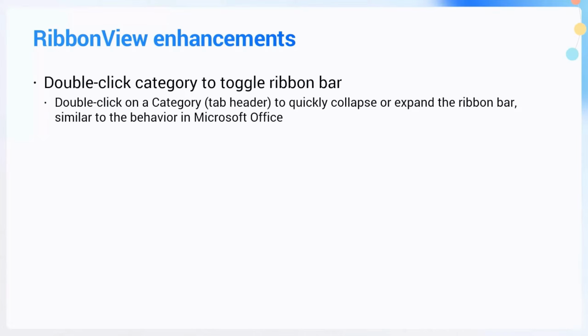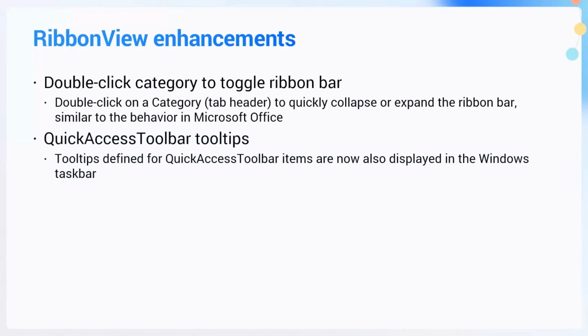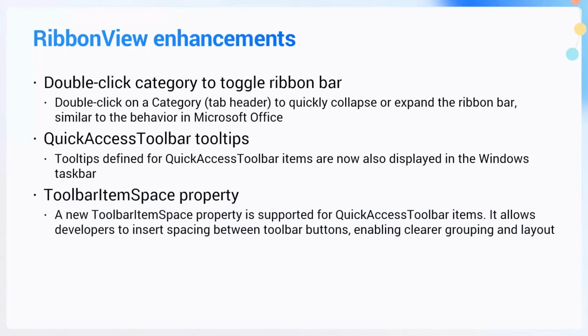RibbonView, there's a new option to double-click on a category tab header, and that will quickly collapse or expand the ribbon bar. That is behavior that you can see in Microsoft Office. Now you can have it in your PowerBuilder applications. The quick access tooltips are also displayed now in the Windows taskbar. And there's a new tool item space property, similar to the spacing property for menus. So it allows you to put some spacing between buttons.